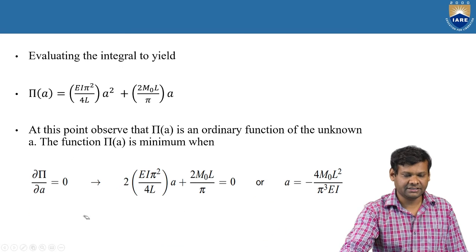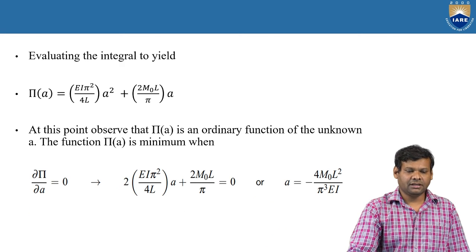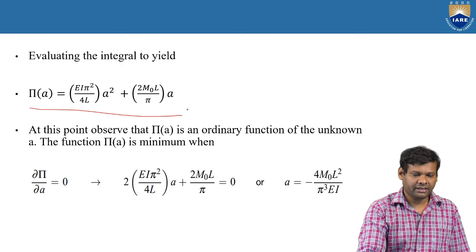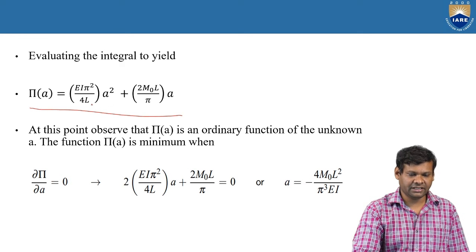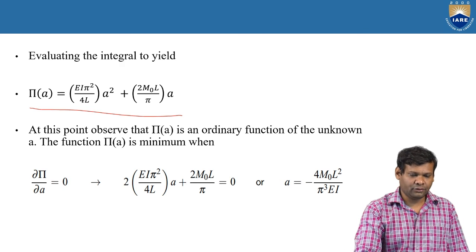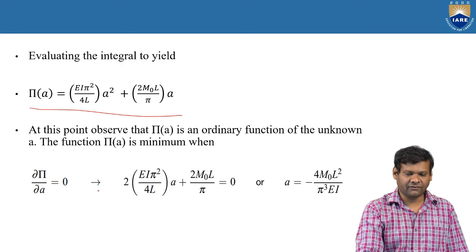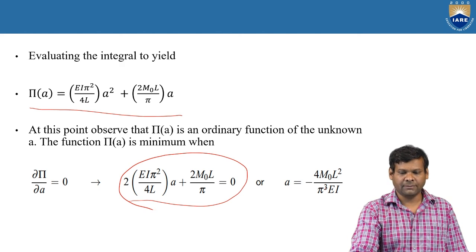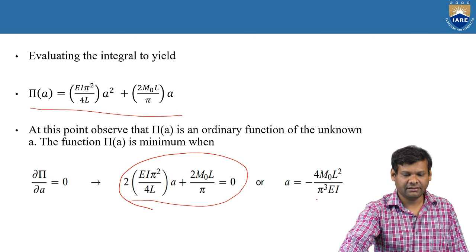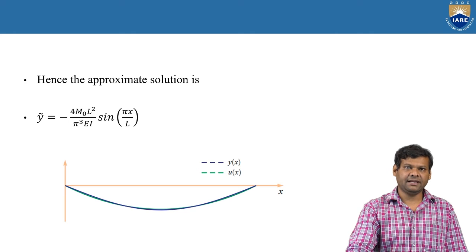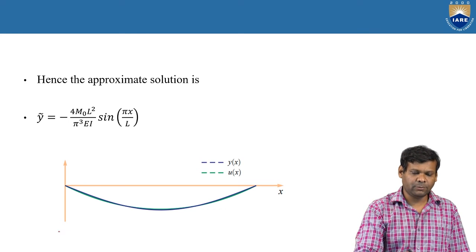And what we have now is that the potential energy phi of a can be expressed as EI pi squared divided by 4L times a squared plus 2 M0 L by pi times a. And if we apply ∂φ/∂a equal to 0, finally what we get is the following formula, a equal to minus 4 M0 L squared by pi cubed EI. And now if we plot the exact solution and the approximate solution, this is the plot.